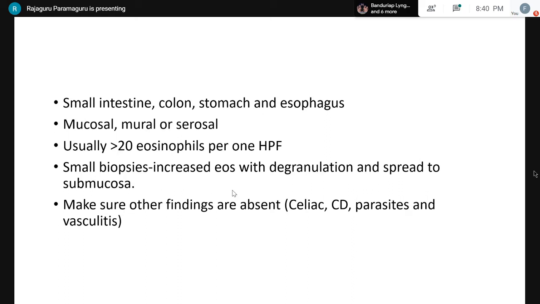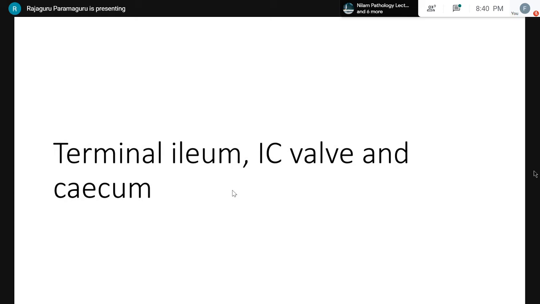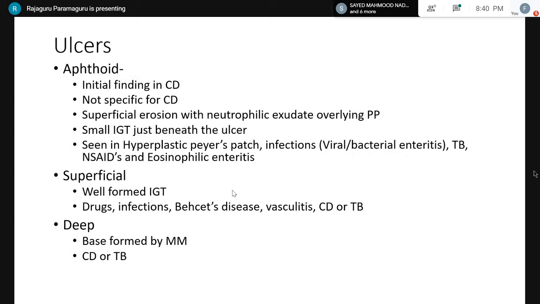So we'll move on to the terminal ileum, IC valve and cecum. And after this, the colon will be discussed in the next session. So the main thing in terminal ileum, cecum and the ileocecal valve will be the ulcer. The site is going to get biopsied frequently for aphthous ulcers or any type of ulcer. I think most of us will know that you will get a requisition form saying aphthous ulcer seen in the terminal ileum, to rule out IBD, Crohn's disease. This is the routine thing you are going to get. But we know that aphthous ulcers are not specific for Crohn's disease. Though it is an initial finding in Crohn's disease, it's never specific for Crohn's disease.